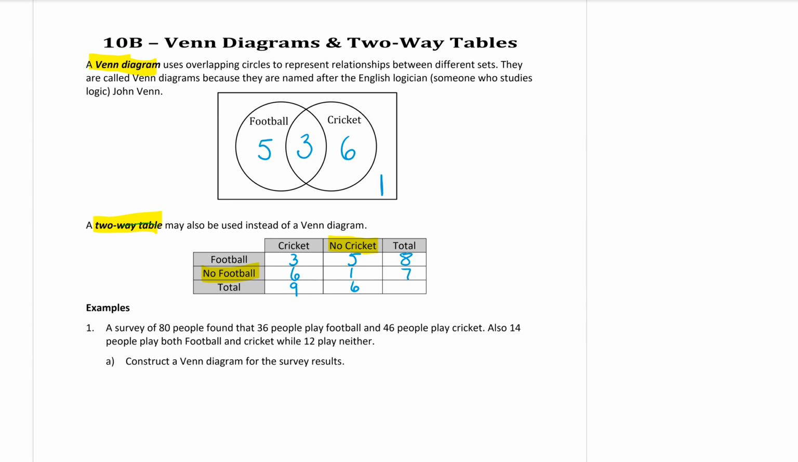Now for this last little box, you can add going down the column or across that row there. You should get the same total either way. 9 plus 6 makes 15, and 8 plus 7 also makes 15. And that number 15 represents how many people were involved in putting the results in this little table. So there were 15 people who said whether they like football or cricket. Okay, so they're the 2 different types of diagrams that we're going to be using in this section of work.